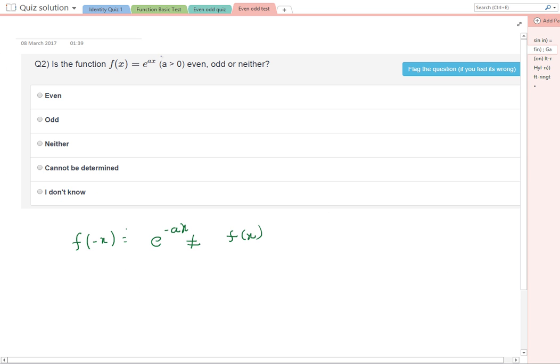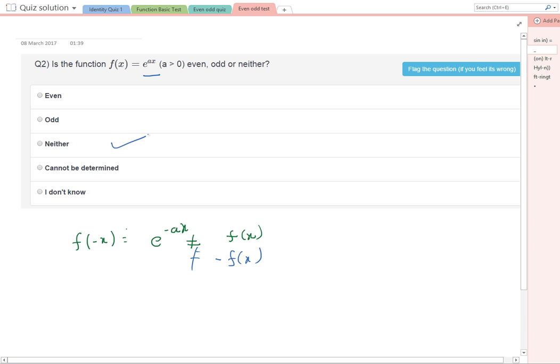In this question, we have to predict whether e to the power ax is even, odd, or neither. Again, you can substitute -x in place of x, and you would know that it is not an even or an odd function. When you substitute -x, it doesn't change to f(x), it also doesn't change to -f(x), and hence it's neither odd nor even.